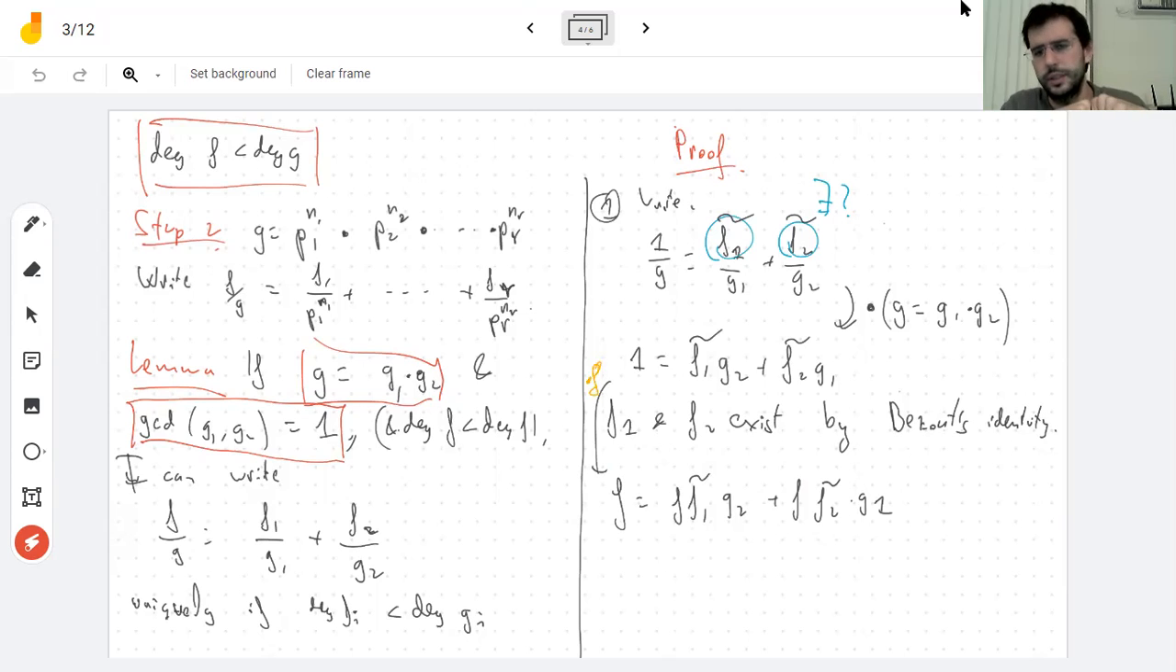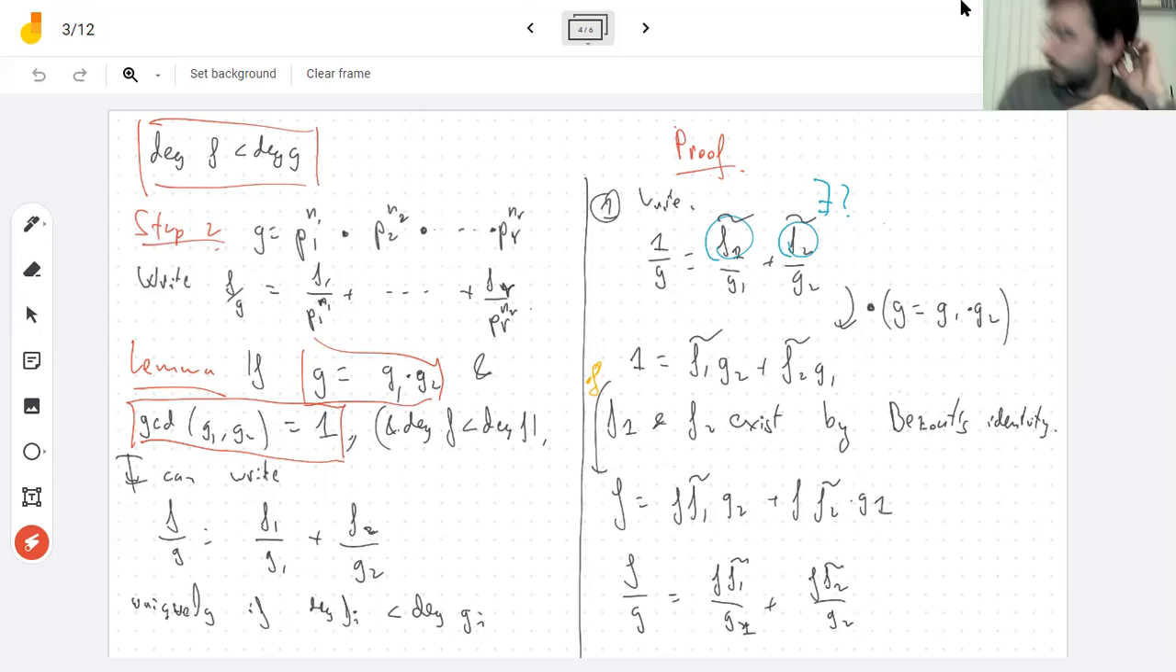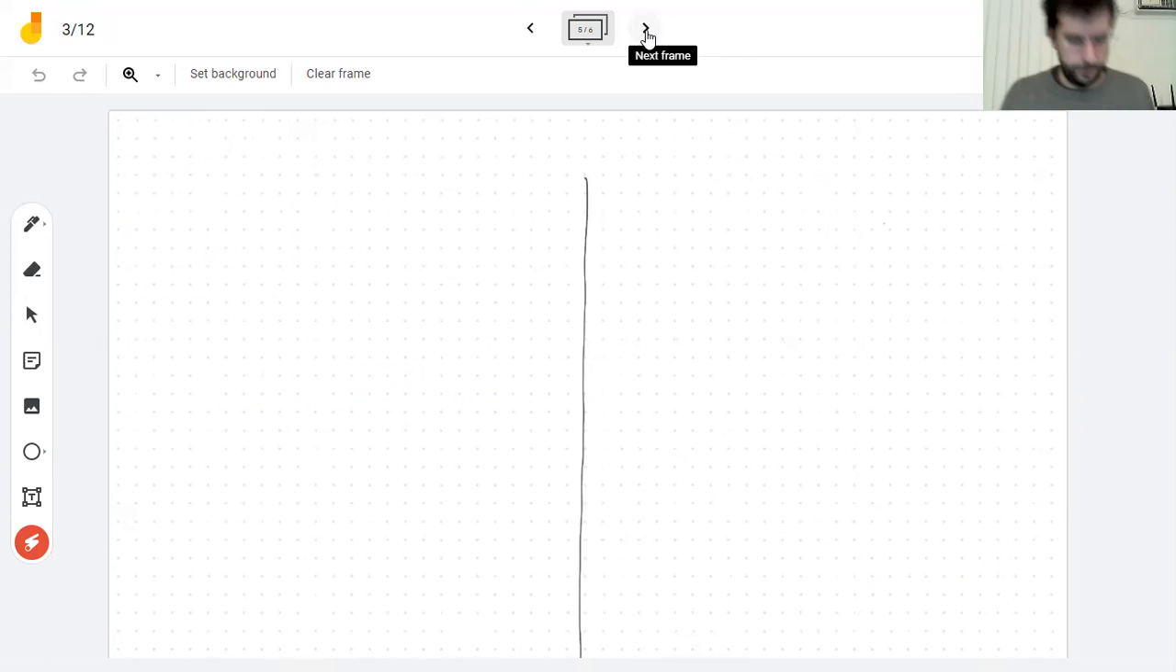The question is, I'm not done because I didn't see anything about the degree. So just dividing by G, I have that F is something divided by G1, and then something else divided by G2. But these probably are not going to have the correct degrees. So let's just rewrite this as H1, H2. So here's where we are. F, any F divided by G, splits in this way.